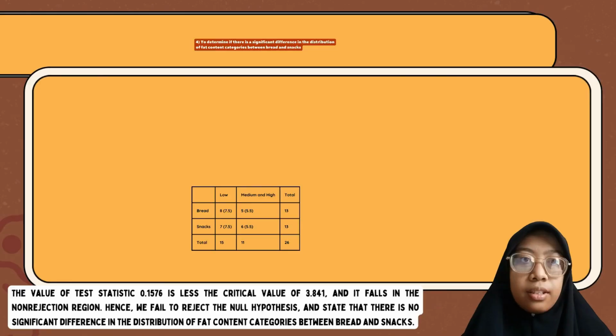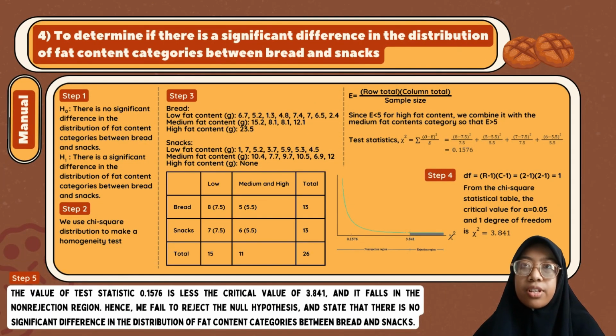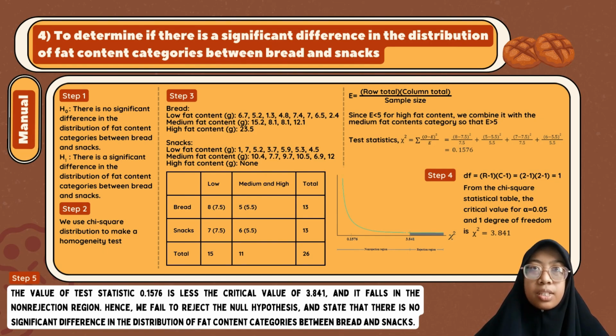The fourth objective is to determine if there is a significant difference in the distribution of fat content categories between snacks and bread. So the first step is to state the null hypothesis, which is that there is no significant difference in the distribution of fat content categories between bread and snacks. And the alternative hypothesis is that there is a significant difference.